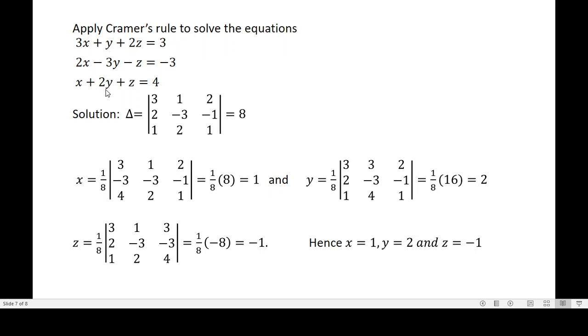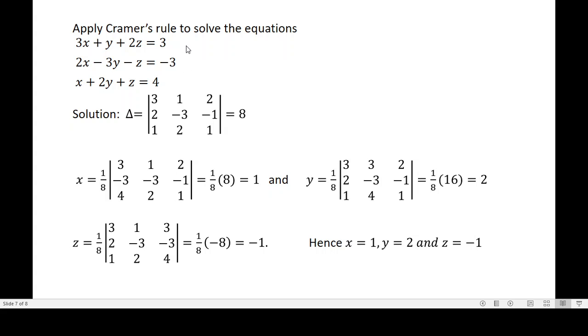Putting x is equal to 1, 3 into 1 is 3, plus y, y is 2. So 3 plus 2 is 5. Z equal to minus 1, 5 minus 2 is equal to 3. So x is equal to 1, y is equal to 2 and z is equal to minus 1 is the solution of this system of linear simultaneous equations.